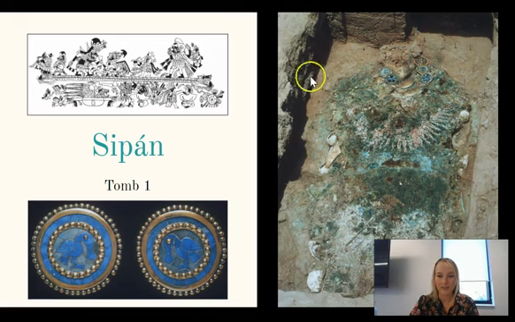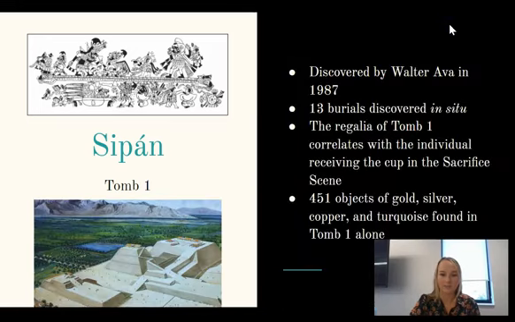So this is what Tomb 1 at Sipan looked like. We can see shells, a pink pectoral necklace. We can see the ear ornaments here. And it's dated to about 300 AD. Again, it was discovered by Walter Alva in 1987, and the regalia of Tomb 1 correlates with the individual receiving the cup in the sacrifice scene, also known as the Lord of Sipan.